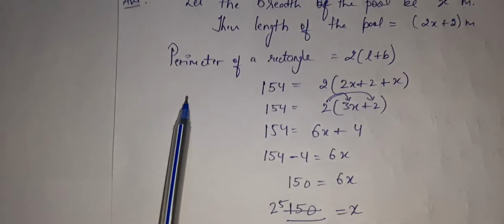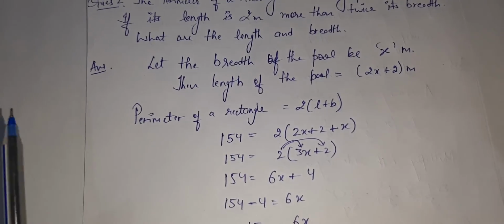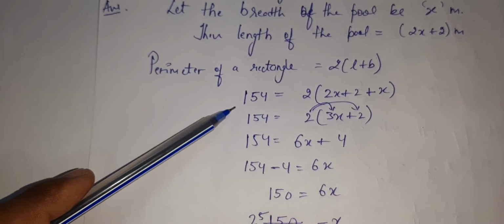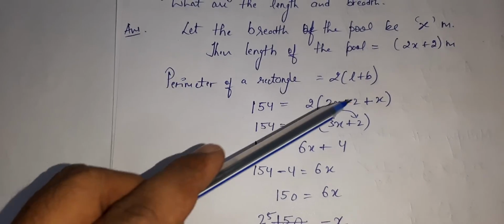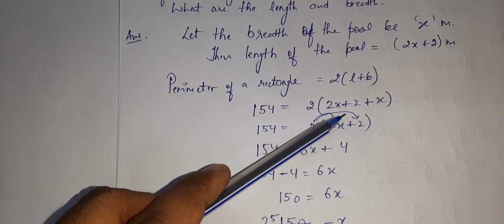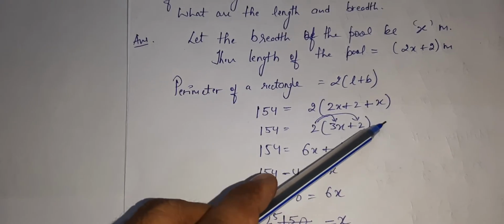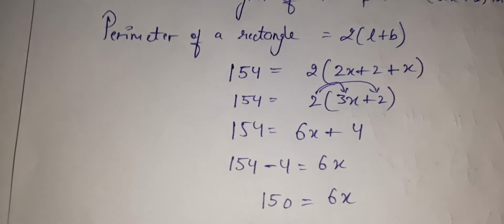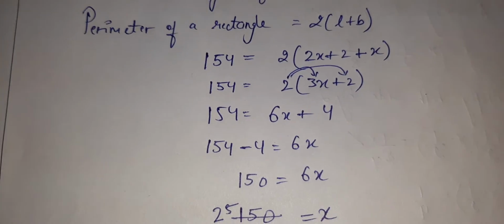Now the perimeter. The formula for the perimeter of a rectangle is twice L plus B. The perimeter is given to us as 154. 2 remains as it is. Length is 2x plus 2. Breadth is x. Got it? I have used the second method now. In the first question I used the first method. In question number 2 I have used the second method.